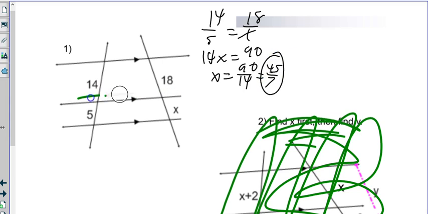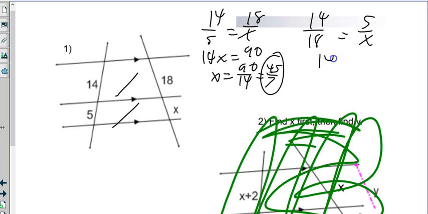Watch, here's another trick. You can also do it this way. 14 over 18 equals 5 over x. And look what you get. 14x equals 90. The same thing. And the reason it's the same thing is because it is exactly a proportion. The ratios are the same, no matter which way you set it up. So you have options. I usually think the easier one, though, is just to do this, because it's kind of like right there. That might be the easiest for you to see.